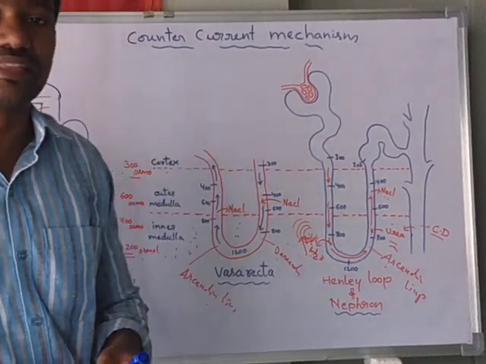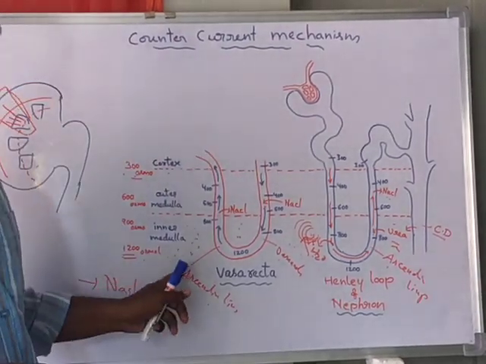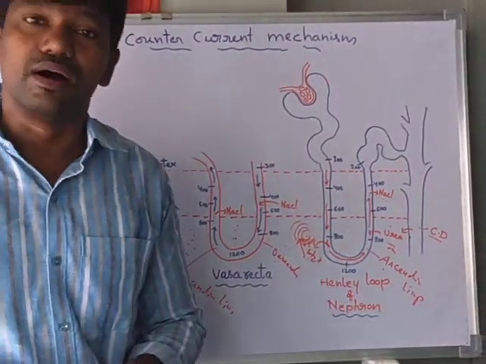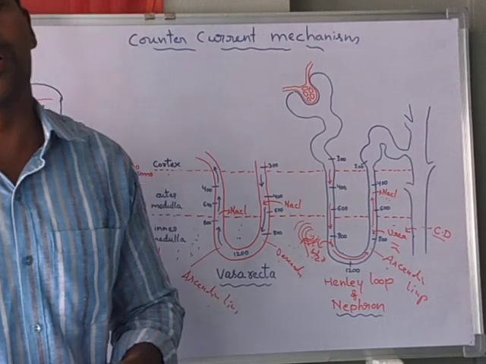So like that, the NaCl and urea in the interstitial medullary fluid maintain the osmolarity and make the urine concentrated.